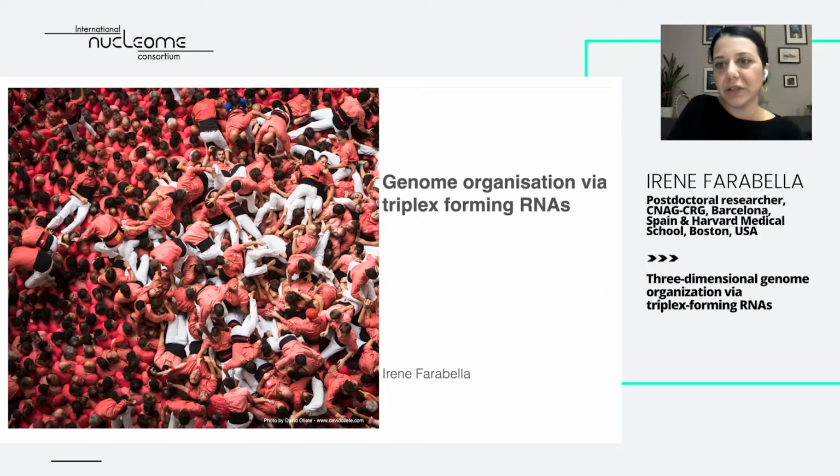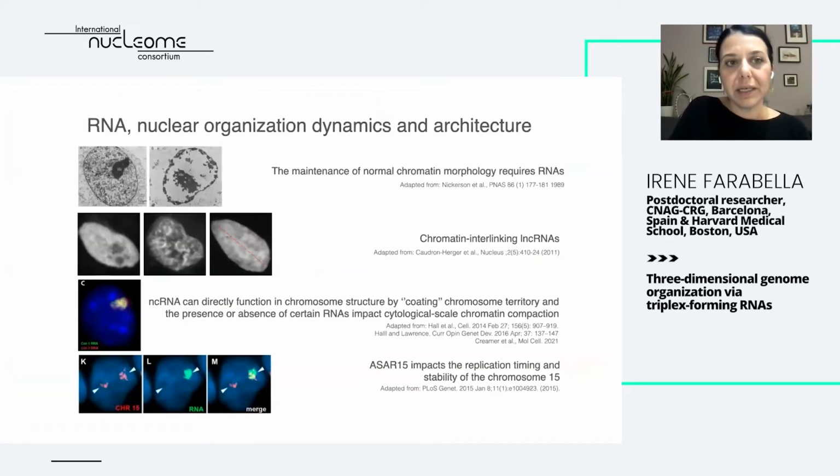This is the story that I'm going to tell you today: how we can use our computational approach to dissect the contribution of a specific molecule to the 3D genome organization. Particularly, we were interested in a specific type of RNAs, because over the years, it is known that RNA is important in maintaining the normal chromatin morphology.